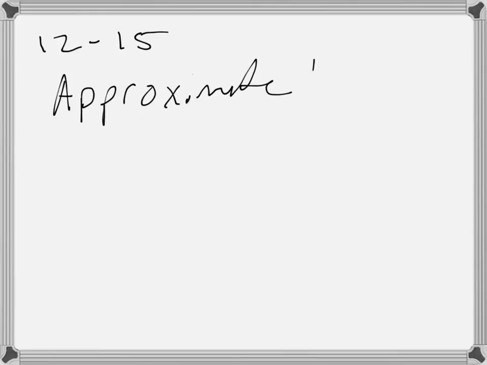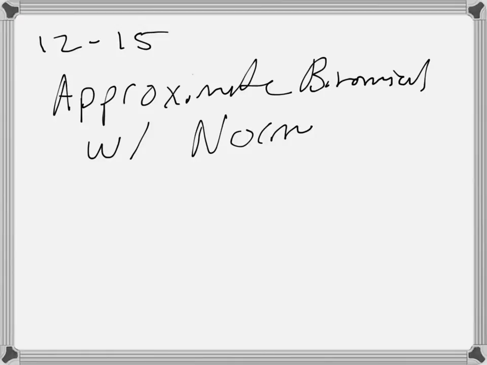So questions 12 through 15 on the review are all about the approximation of a binomial distribution with a normal. And to do this, it's helpful to understand what the binomial distribution is doing.